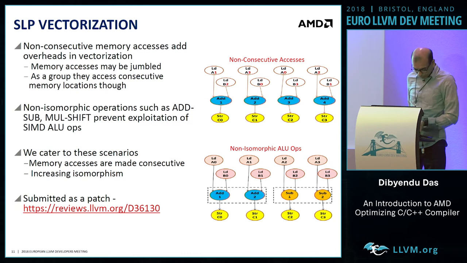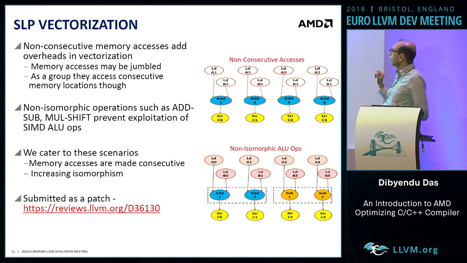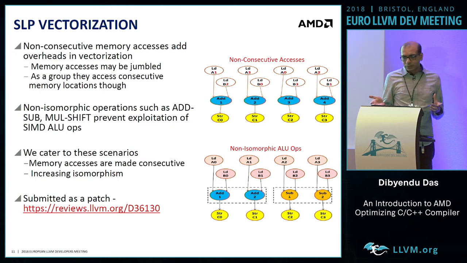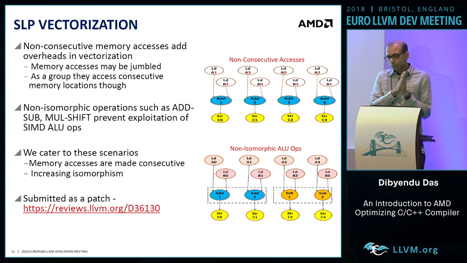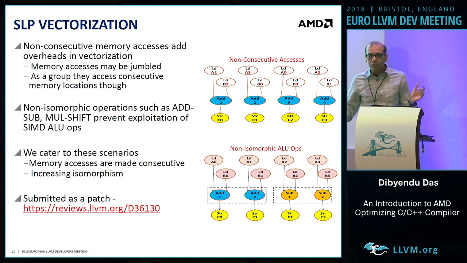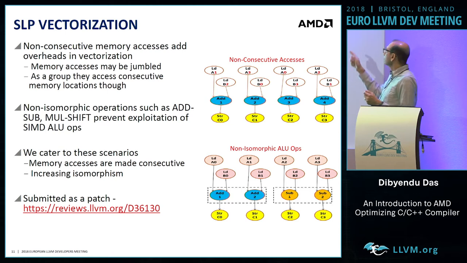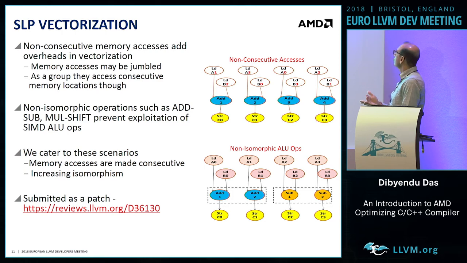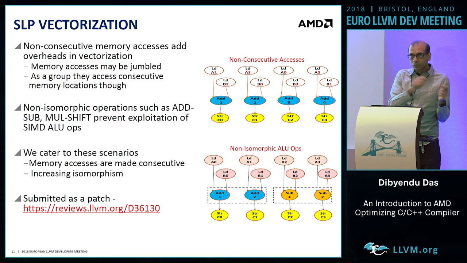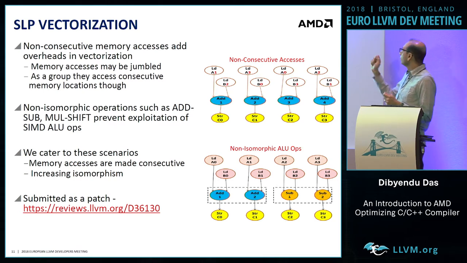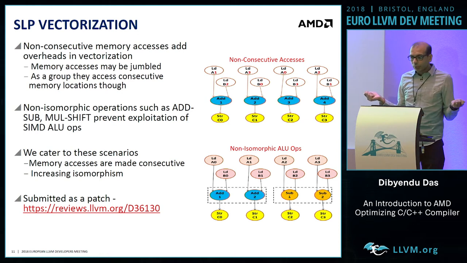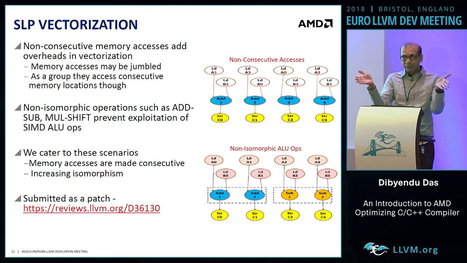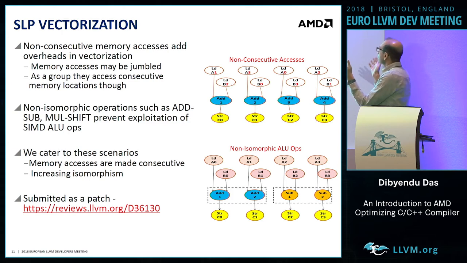On to SLP vectorization. One interesting thing we observed in some benchmarks is that even though the memory is sequential, it is not accessed sequentially. Like in the case on the top right, the accesses are A1, A3, A0, and A2. Totally, they form a sequential memory area of 0 to 3, but they are not accessed sequentially. Similarly, B2, B0, B3, and B1 are not accessed sequentially, though as a vector packet of 4, they are actually sequential.